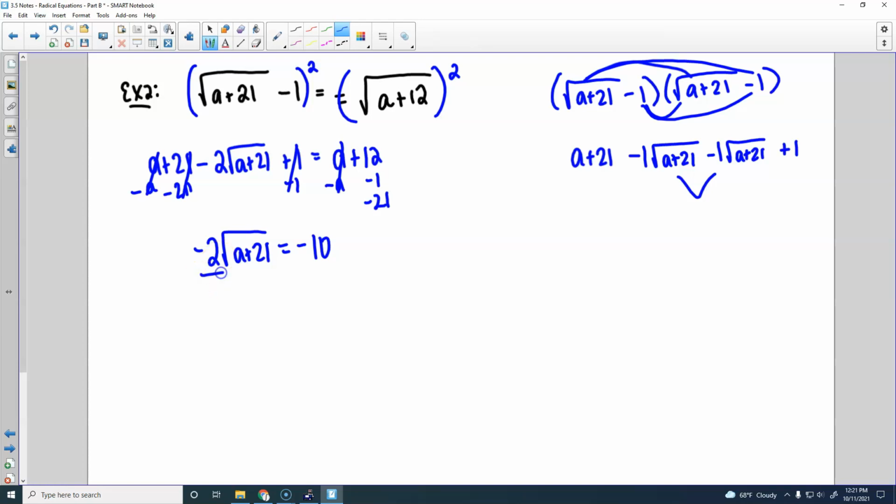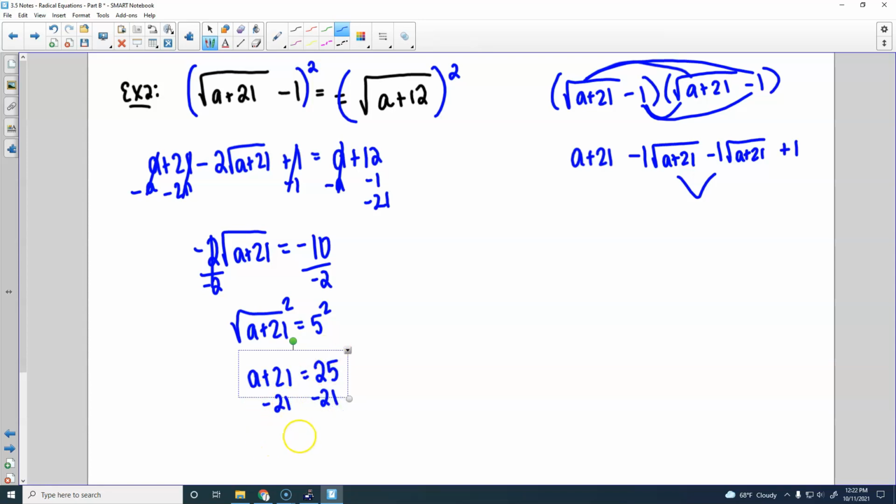Alright, now in this case, we can just divide both sides by negative 2, and that's what I would suggest doing instead of squaring it right away. So we got the square root of a plus 21 equals 5. Now we're down to something like we were seeing last night. So square both sides. A plus 21 equals 25. Subtract your 21. So a equals 4. And you always need to plug it back in to make sure that it works.